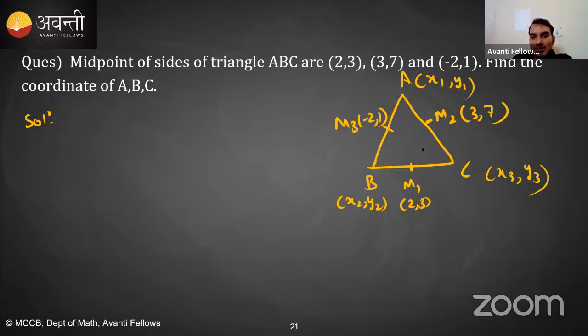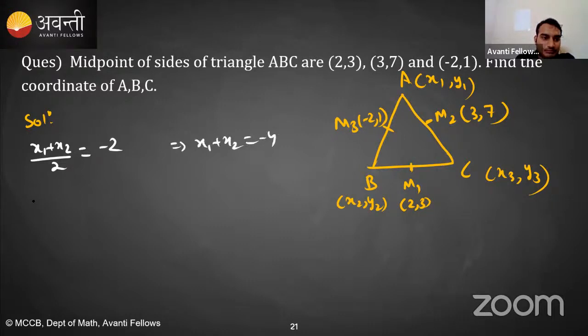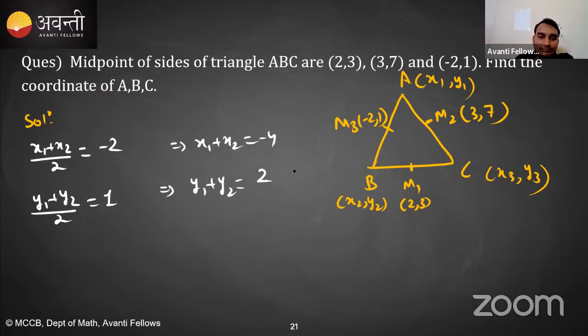You know that M1, M2, M3 are the midpoints. So M3 is the midpoint of AB. So it means x1 plus x2 by 2 is minus 2, right? Yes or no? Similarly, it implies x1 plus x2 comes to minus 4. Similarly, y1 plus y2 by 2 is 1, so y1 plus y2 is 2. The same you will do for M1 and M2 also. So let's call this equation 1.